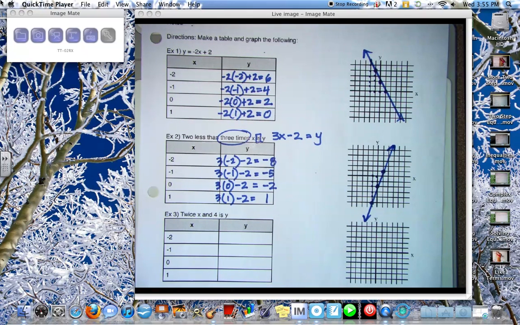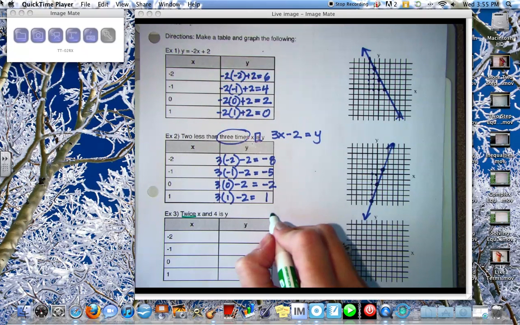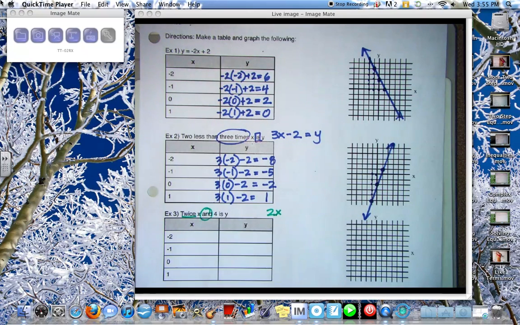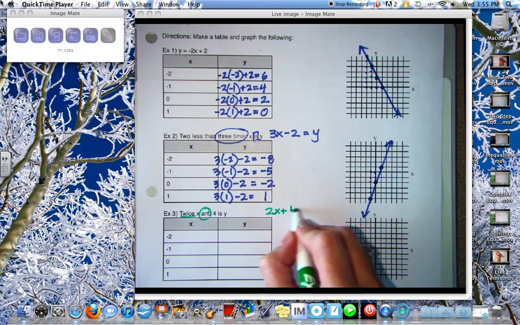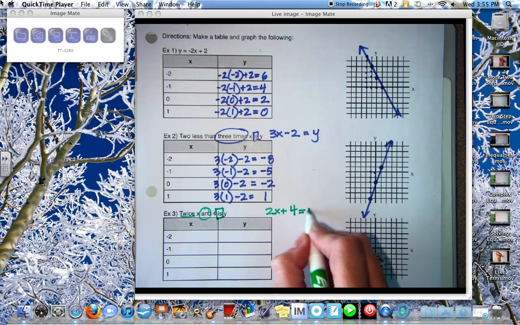Example 3. Twice x and 4 is y. So twice x, twice is represented by 2. So 2 times x and would be the same as addition. 4 is y.